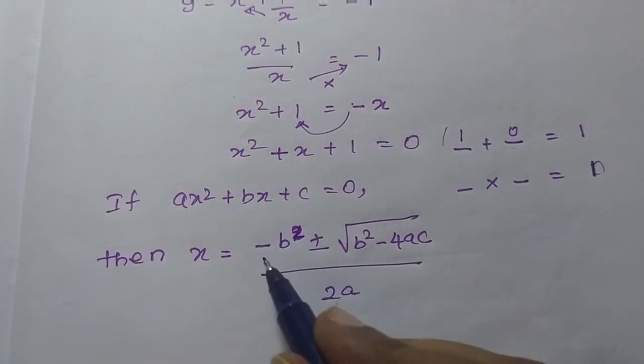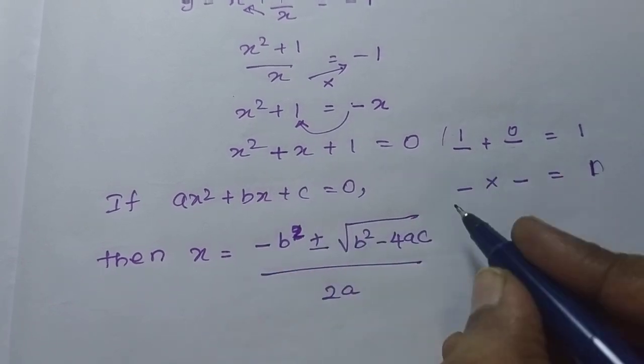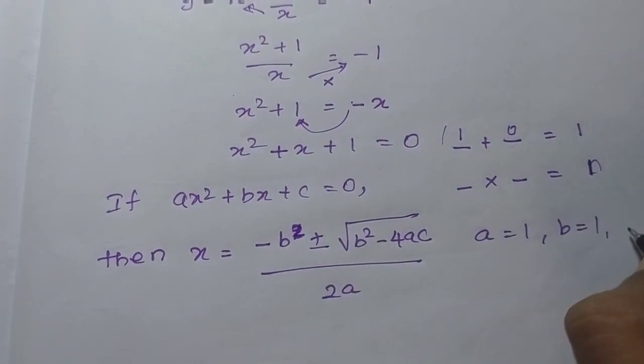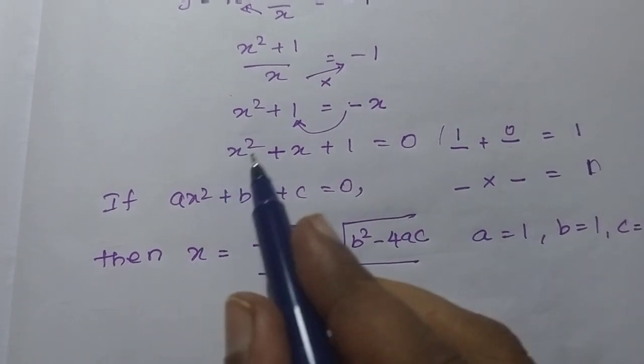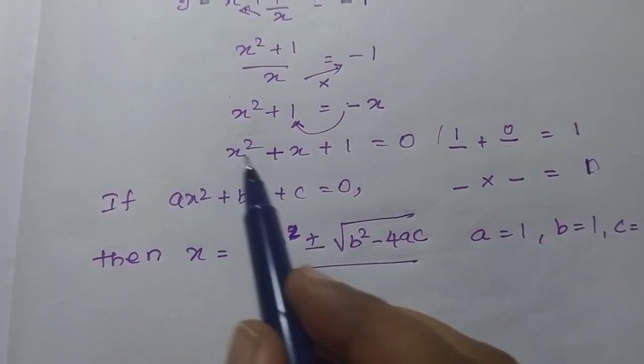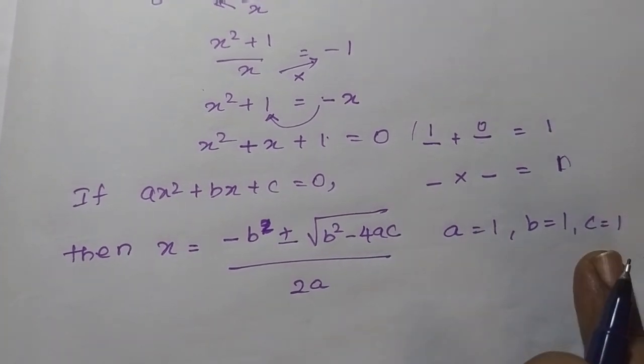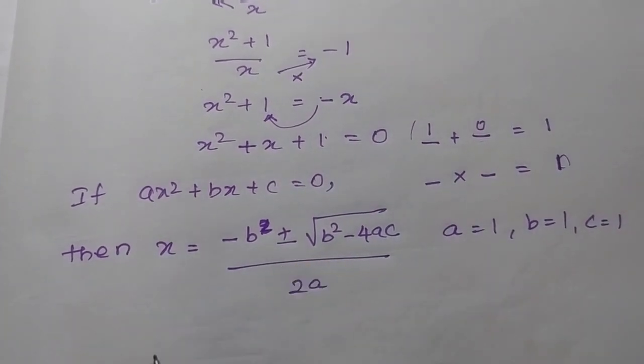Now see here, compare this and find the values. a is equal to 1, b is equal to 1 and c is equal to 1. If I compare these two, I will get these values: here 1, here 1, here 1. Okay. So, I am going to apply these values in this formula.